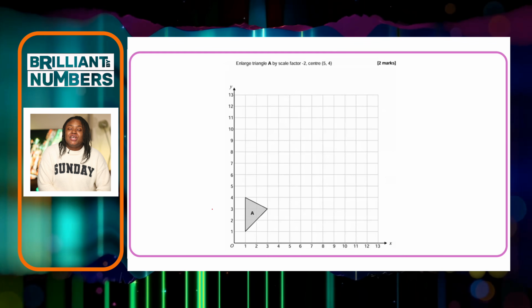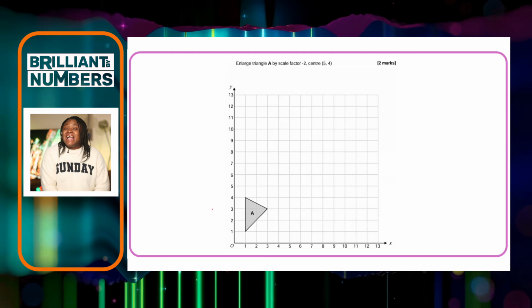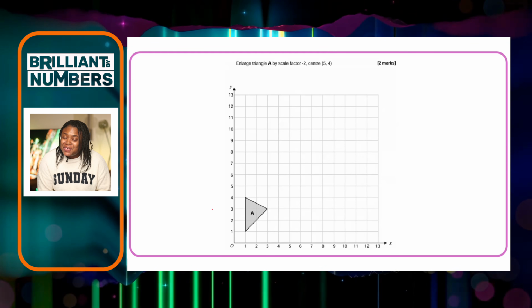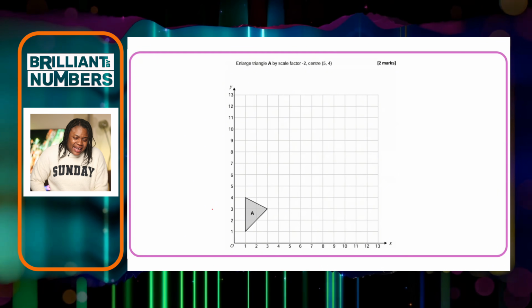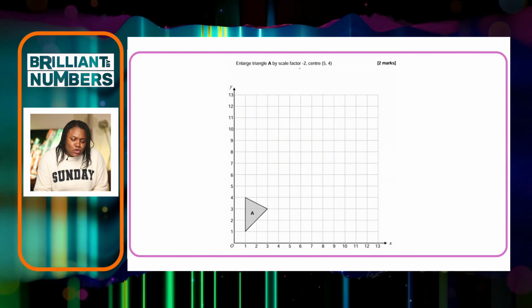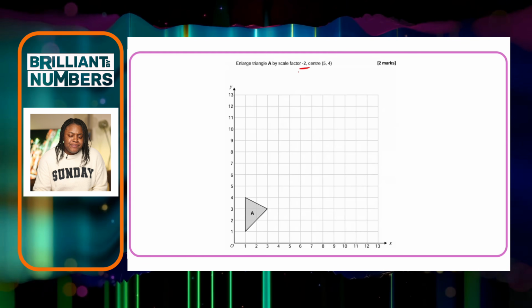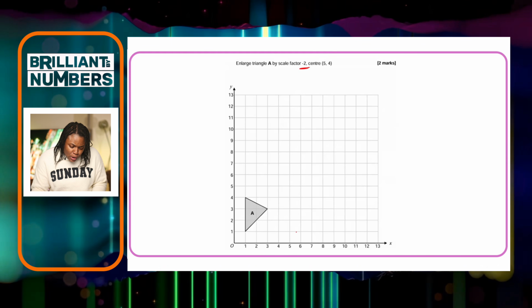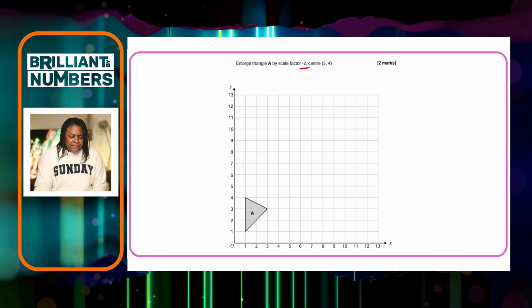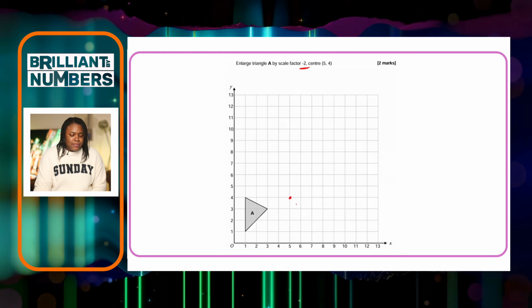And so guys, here we are onto our final question in this review. I'm so proud of you. We're asked to enlarge A by scale factor -2. Very important there. The center is (5, 4). So we're going to plot (5, 4). And (5, 4) is here, so we plot that point.